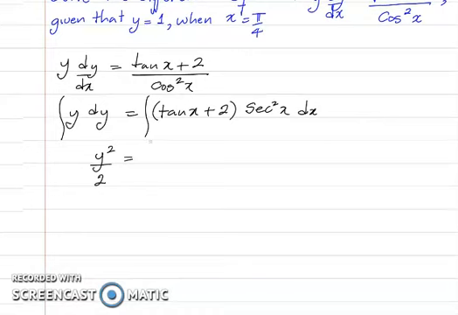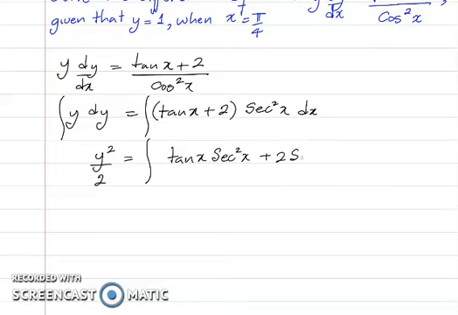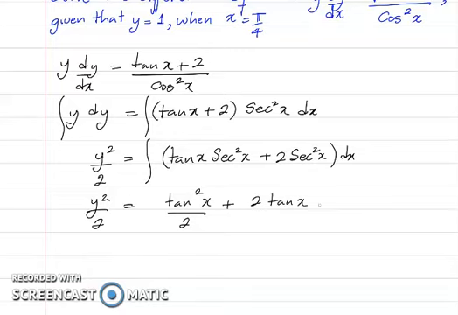Over to the right, I'm going to have the integral of, I'm going to remove the bracket by applying the distributive law, tan x sec squared x plus 2 sec squared x, and I'm integrating with respect to x, dx. So now I have y squared over 2. Now if I integrate tan x sec squared x, I'm going to get tan squared x over 2 plus, if I integrate sec squared x, I'm going to get tan x. So this is 2 tan x plus c, the constant of integration.